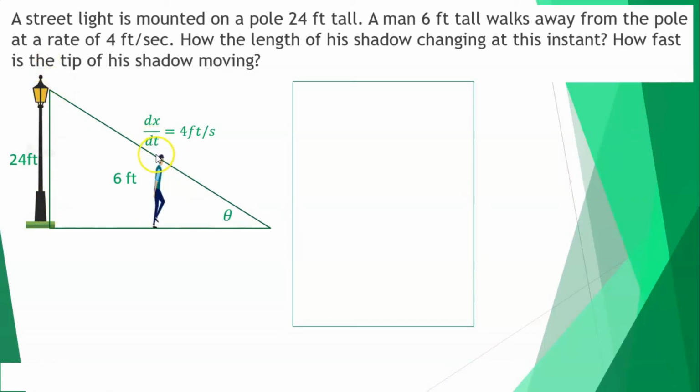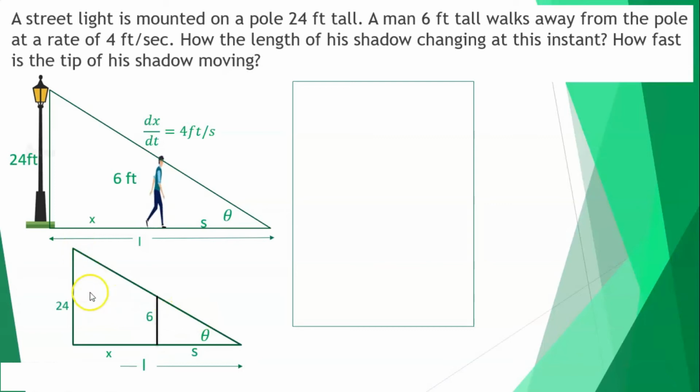We have here a 6 feet tall man, and he is moving away from the pole at this rate. Take note, it is positive because over time his distance from the pole will increase. Okay, so let's assign variables here. From the foot of the lamp to the man, let's have that as x. From the man going to this end, it's s. So we'll have this as L. Take note, we're still forming a right triangle here. Now, getting the triangle diagram, we will get this: 24, 6, x, L, and s.